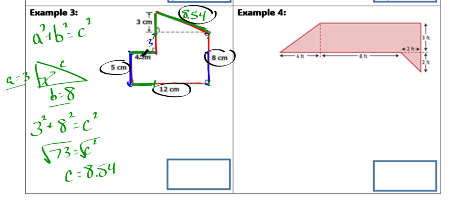This 4 is on the inside of the shape, but it's labeling part of the outside. I could just as well write it there, if that makes it simpler. But it really is just labeling that part of the shape. You just go around the outside, adding up all of those lengths, and we end up getting 43.54 centimeters.